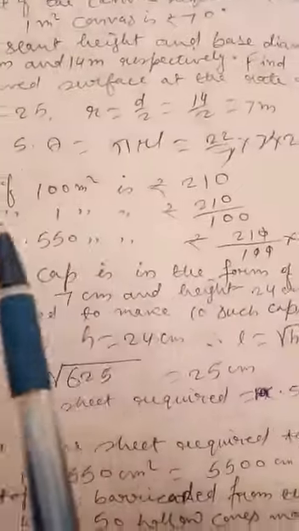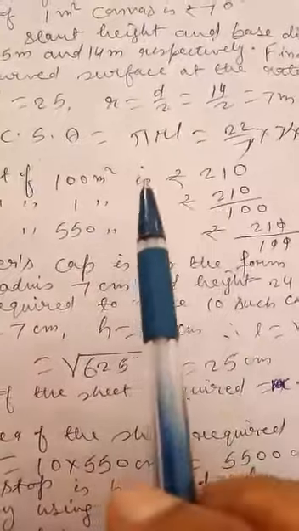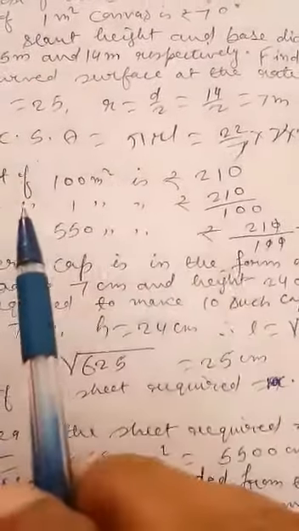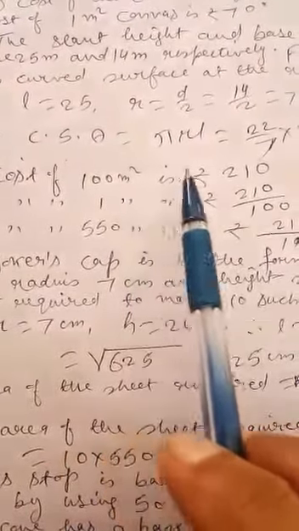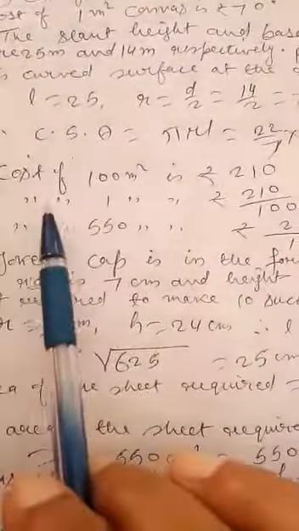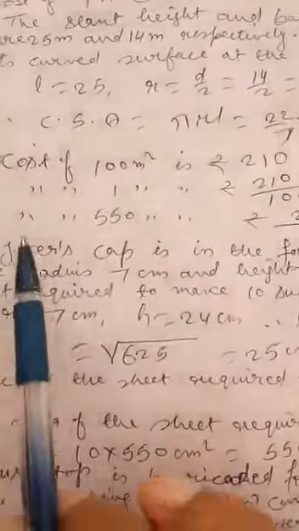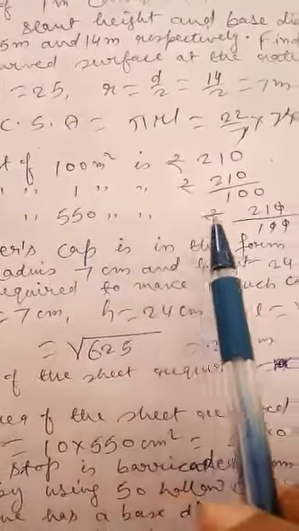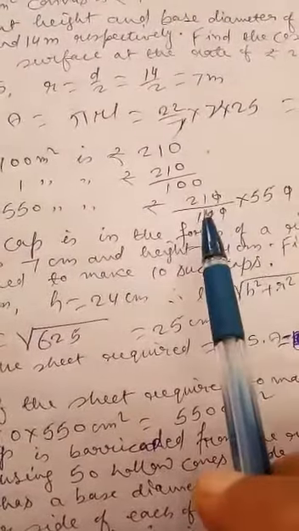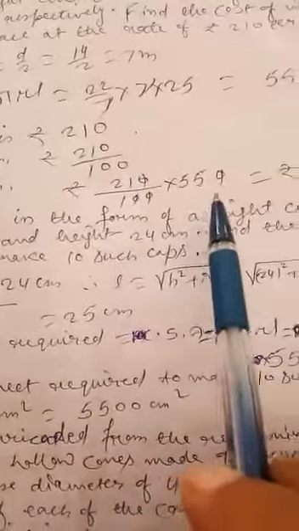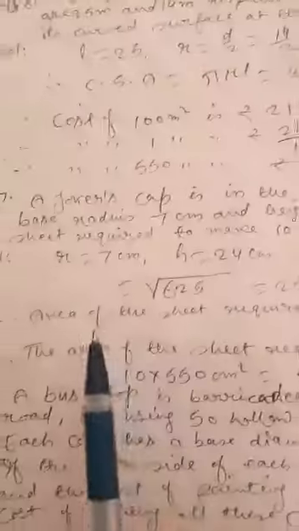Dear students, now cost of whitewashing at the rate of rupees 210 of 100 meter square, that is cost of 100 meter square of whitewashing is rupees 210. Therefore cost of 1 meter square of whitewashing will be rupees 210 by 100. Therefore cost of 550 meter square will be 210 by 100 into 550. This 0 get cancelled, this 0 get cancelled, so 21 into 25 we get here rupees 1155. Now next question you will see here.